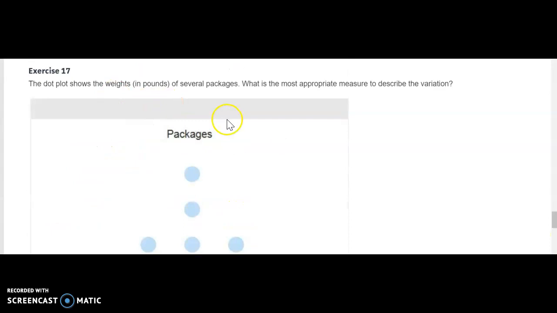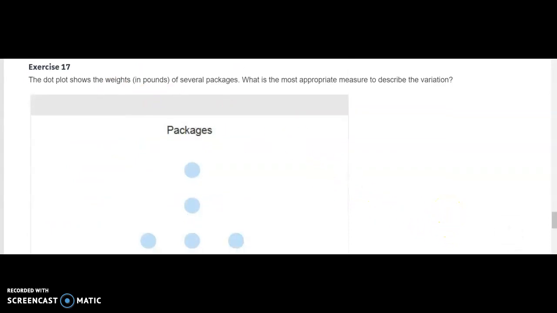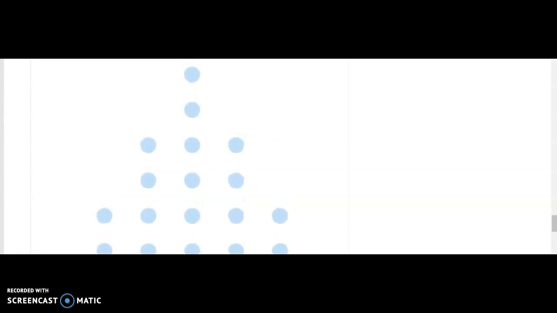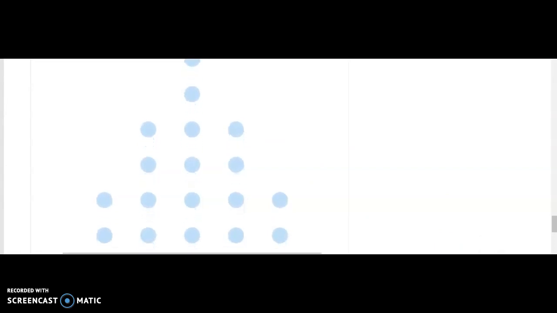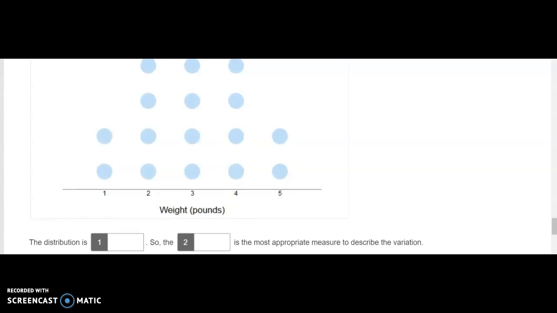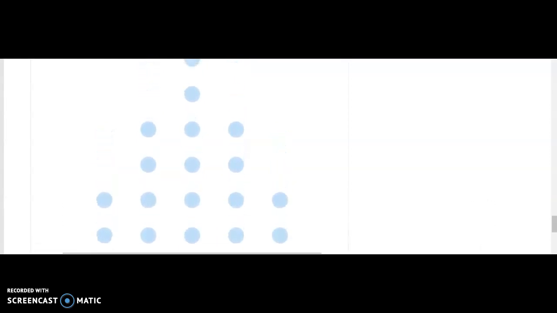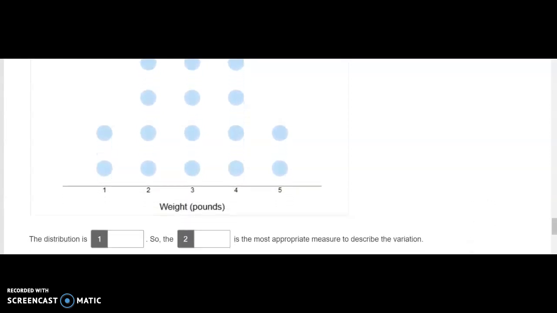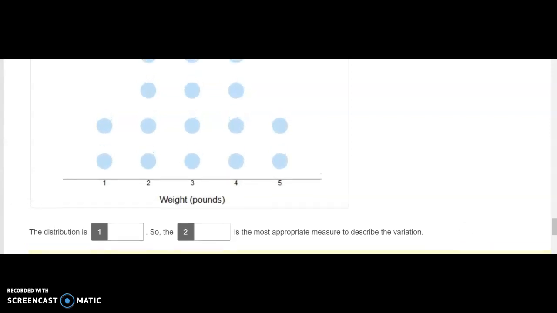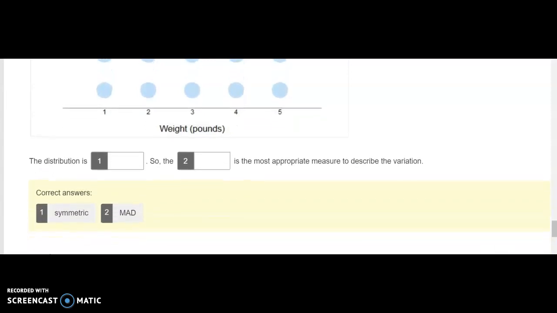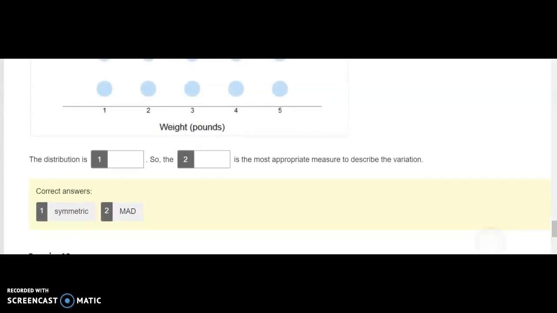This dot plot shows the weight in pounds of several packages. What is the most appropriate measure to describe the variation? So remember, variation is always variety. How are things changing? But the first thing is the distribution is symmetrical. You can see that it's just completely on both sides. And what is the most appropriate measure to describe the variation? The second answer you do not need to know, so I'm just going to tell you what it is. It's called MAD, M-A-D, mean.